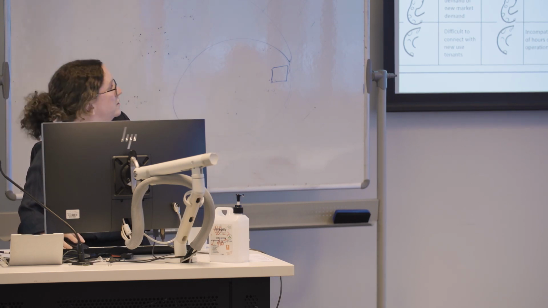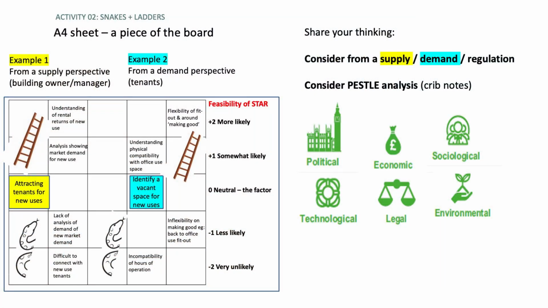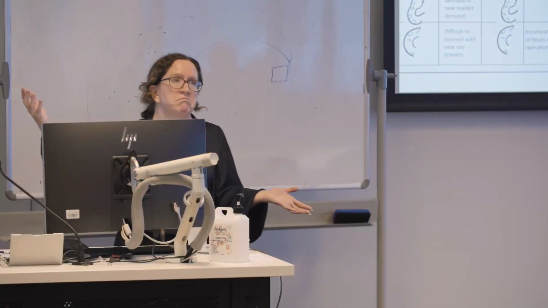I've got two examples on the wall. We've got from a supply side, example one, we're looking at maybe how do we attract new tenants for new spaces? How do we do speculative STAR? How do we know who will come and rent out these spaces? So it's around understanding what is the market demand for the new use that you're considering. You might have done some research with your existing tenants and said, what would you be happy having in that office mix? And then you might have understood the rental returns of those new uses, and that's likely to have a good impact on the feasibility and your confidence in the decisions that you're going to take towards STAR. Or it might be that there's a real lack of analysis around those new markets.